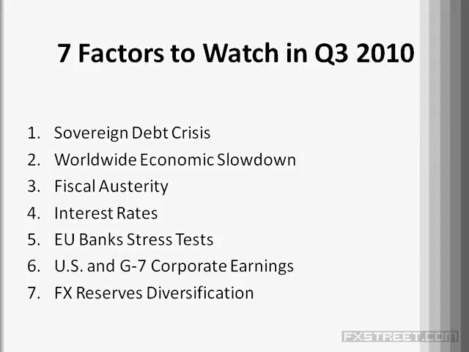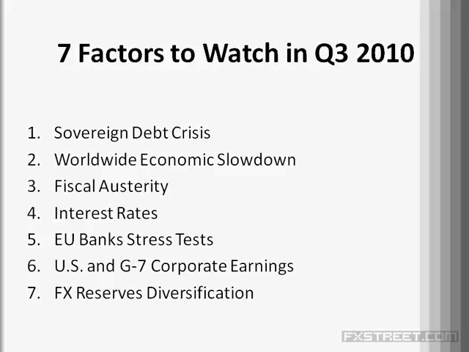Now, these are the 7 factors that I gave you that we need to watch for in the third quarter of 2010. Sovereign debt crisis, worldwide economic slowdown, the fiscal austerity measures that were being proposed in a lot of countries around the Eurozone and also in the United Kingdom as well, and interest rates, which is always important to pay close attention to when it comes to major currencies and currency exchange rates. We also noted that in the third quarter of 2010, we were going to have the results published of the European Union bank stress test.